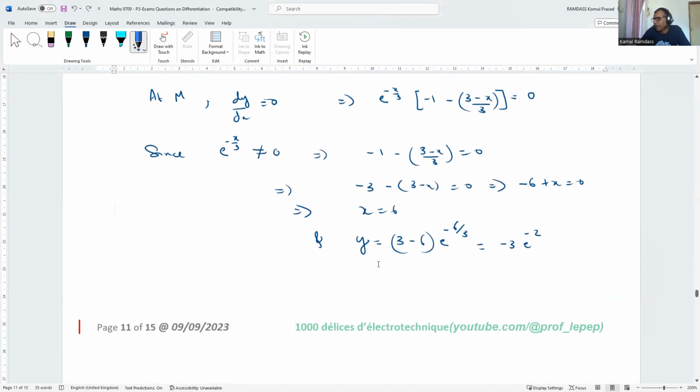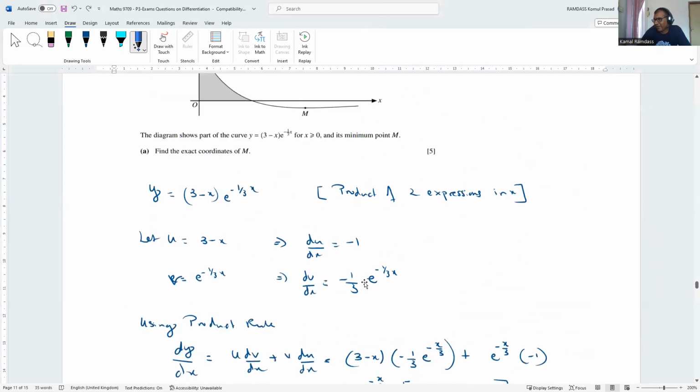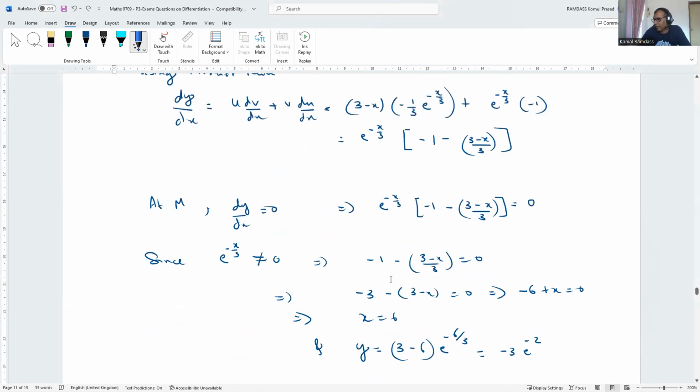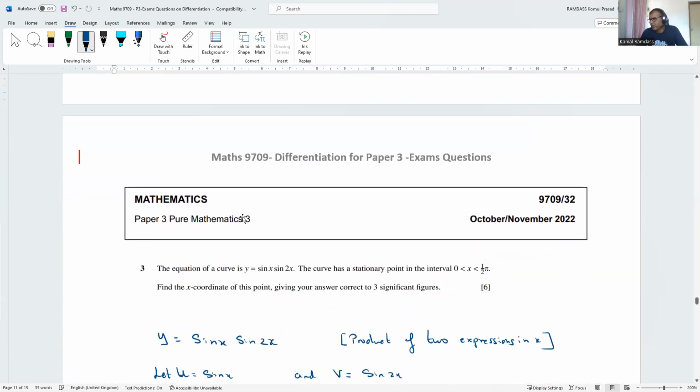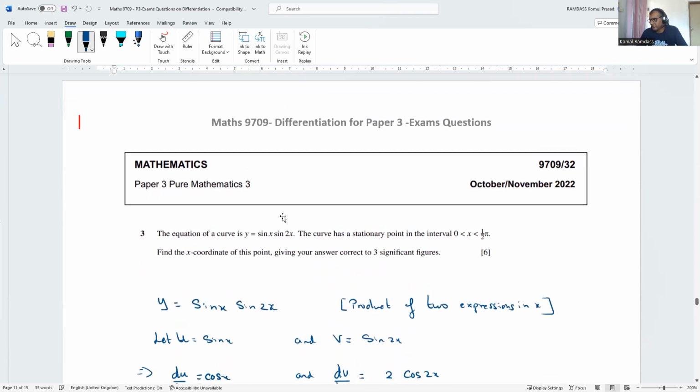OK? Et là, on remplace x, the high expression là, pour mon gain y. Find the exact coordinates of m, et coordinates of m, c'est x is equal to 6, y is equal to 3 minus 6 e to the power of 3, et which is equal to minus 3 e to the power of minus 2. C'est-à-dire, on a besoin de dire la coordinate, of m of 6 minus the 3 e to the power of minus 2. Ça, c'est la réponse. Bon, octobre-novembre 2022, papier 3, version 2.